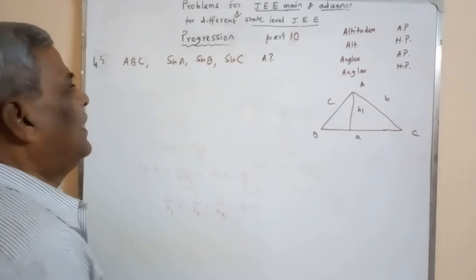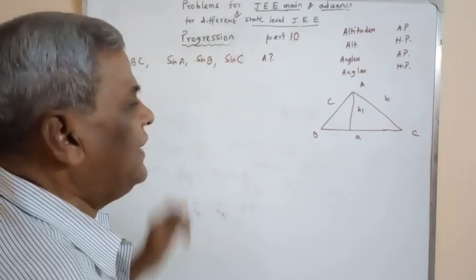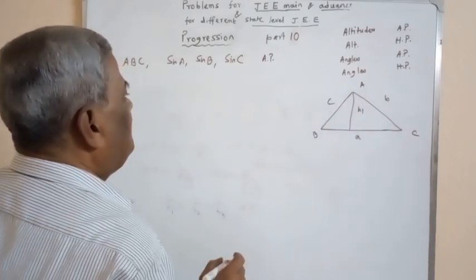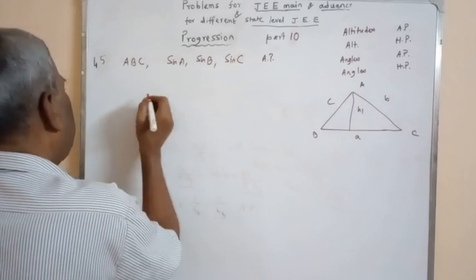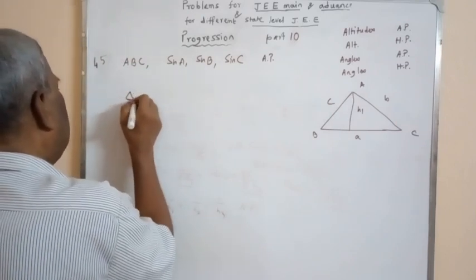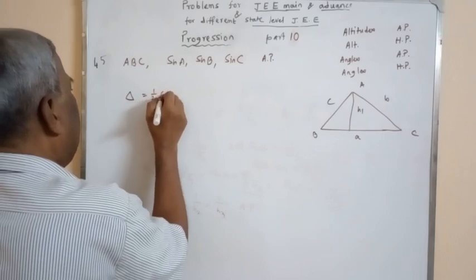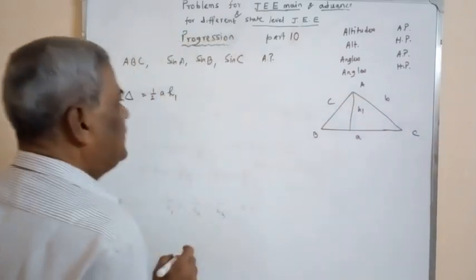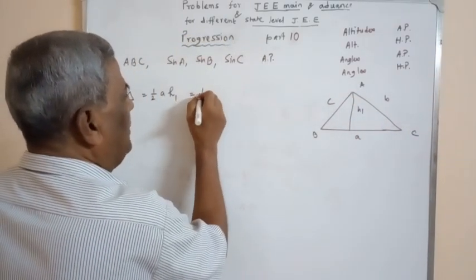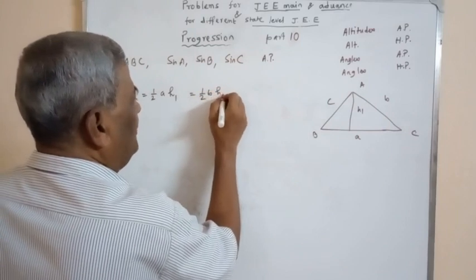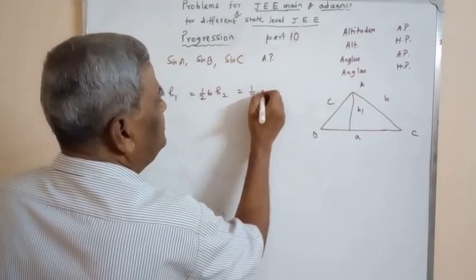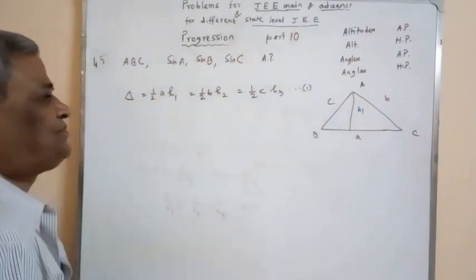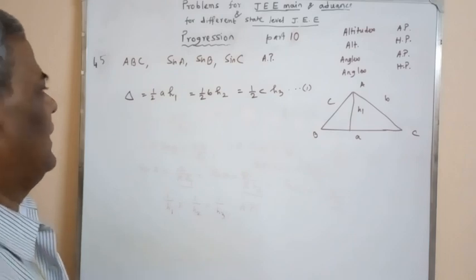So given this, they are in AP. As because triangle ABC is fixed, so area of the triangle is equal to half A H1, half base into altitude. Similarly, it is equal to half into B into H2. Similarly, it is equal to half C H3. Say number 1.